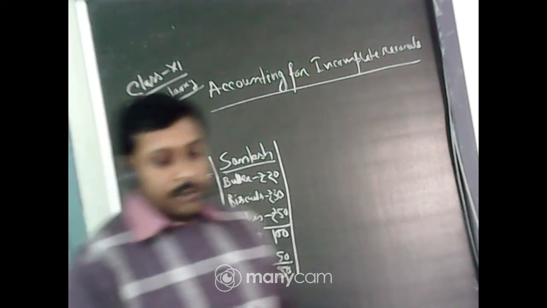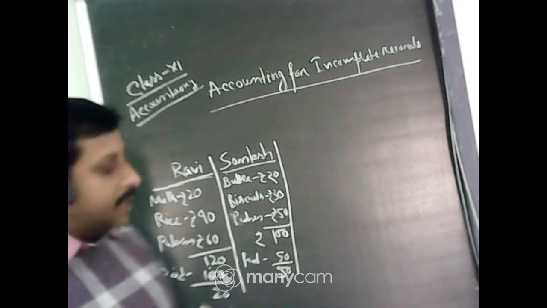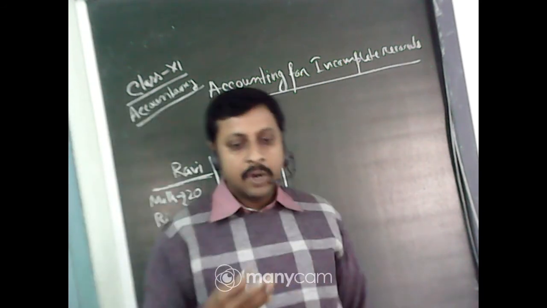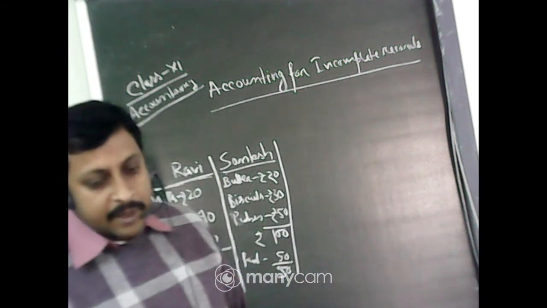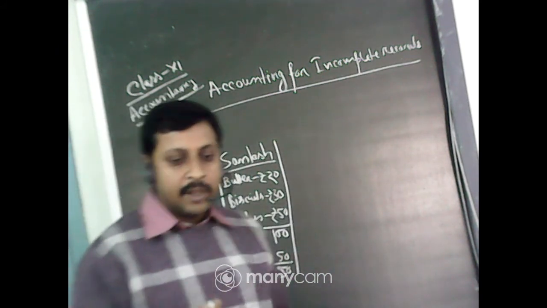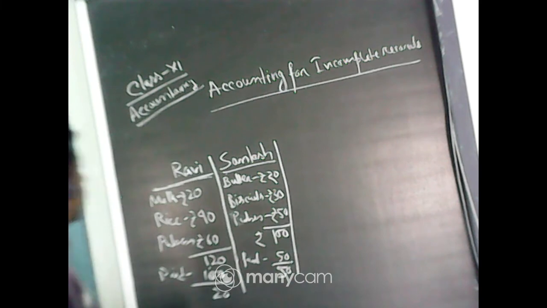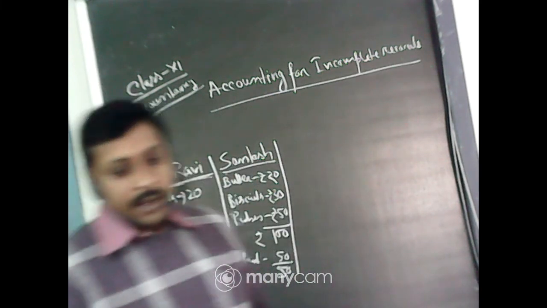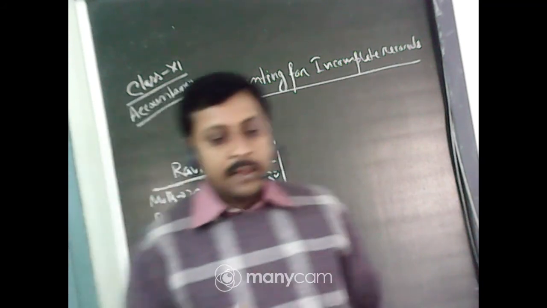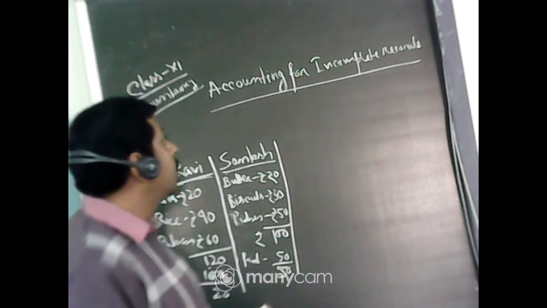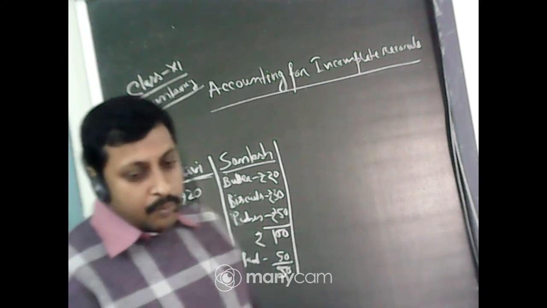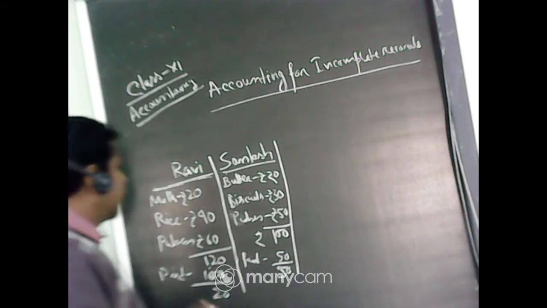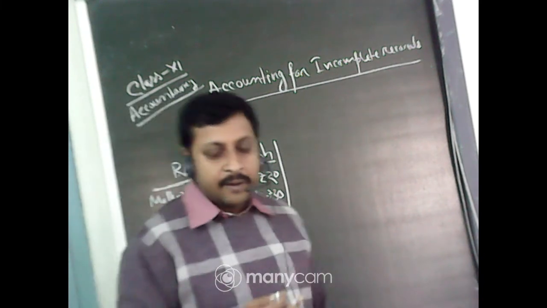From this type of thing, you can easily reveal the profit, and it is not an estimated profit, it will be the real profit. Okay, so as they are not maintaining any trial balance or any ledger, this accounting is called accounting for incomplete records. That is called the single entry system, popularly known as the single entry system.